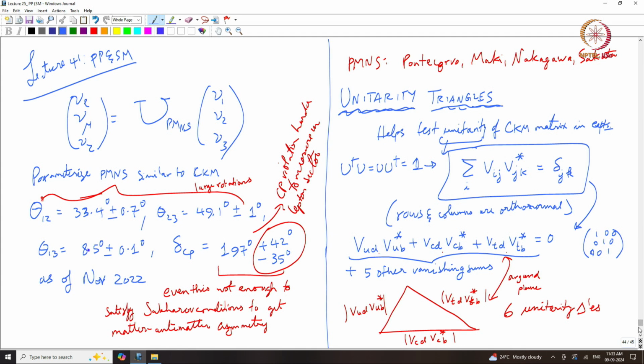Okay. Now, all of this gave rise to the notion of unitarity triangles, where due to the orthonormality of the rows and columns we had this relation, right. And how do we interpret this relation? In the Argand plane, taking an example like this, we saw that you can write 6 of these relations, you can rephrase them as 6 triangles basically on the Argand plane, right.